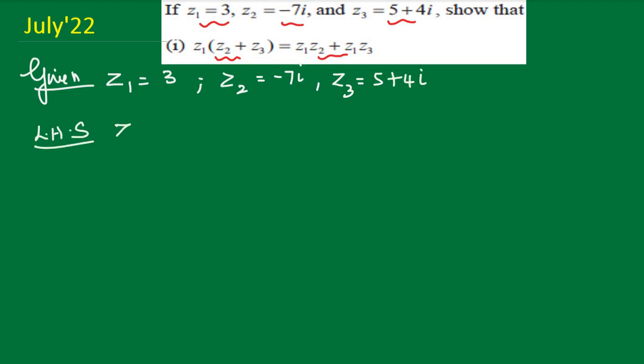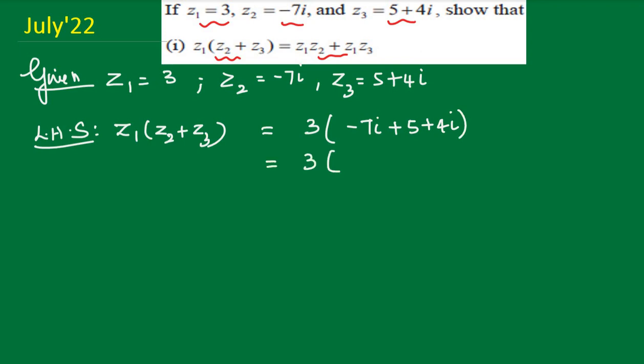LHS is z1 into (z2 plus z3), which is equal to 3 into (minus 7i plus 5 plus 4i). Now this is equal to 3 into (5, the real part, minus 7i plus 4i which gives us minus 3i). Multiply with 3 inside, we get 15 minus 9i. This is the LHS.